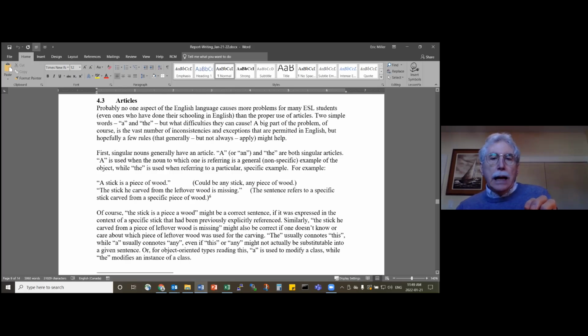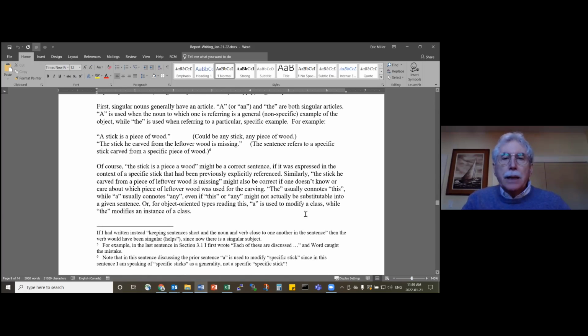So one thing that might help a little bit in some cases is that the, which is kind of pointing to a specific item, is in many respects synonymous with this stick. So the stick, this stick. If it is this stick we're talking about, then the is appropriate. Well, a usually connotes any, and often could be replaced with any as a modifier.